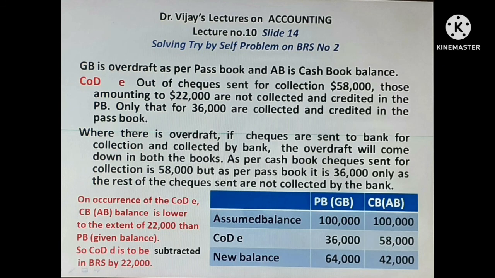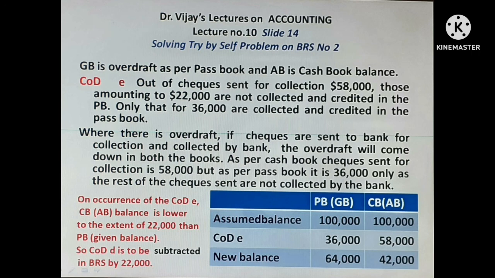Slide 14 gives the answer for COD-E. Let's go through. Given overdraft is that as per passbook, and to be arrived at is overdraft as per cash book. COD-E is: out of checks sent for collection, $58,000, those amounting to $22,000 are not collected and credited in the passbook. Only those for $36,000 are collected and credited. Where there is overdraft, if checks are sent to bank for collection and collected by the bank, the overdraft will come down in both the books.